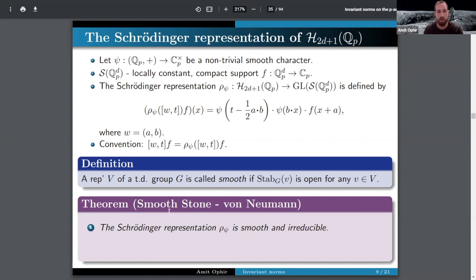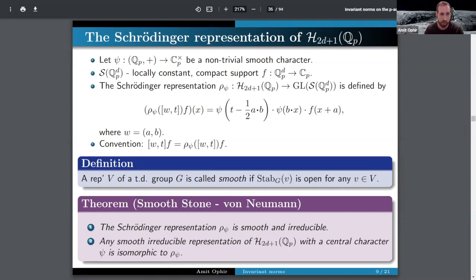It's a smooth analog of the Stone-von Neumann theorem. First, the Schrödinger representation rho psi that we just defined is smooth and irreducible. And second, for any smooth irreducible representation of the Heisenberg group, the center of the Heisenberg group acts via some smooth character. And if it has central character psi, it is isomorphic to the Schrödinger representation rho psi.